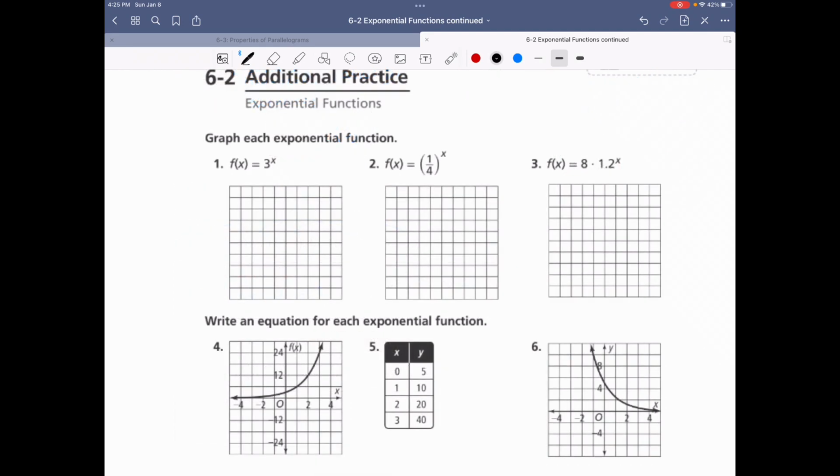On the back of your notes, you have an additional practice and I want to help you get started on it. So we're going to draw a coordinate plane with our x and y axes. And then you're also going to want to make a table to be able to graph these values. So you'll have x and f of x.